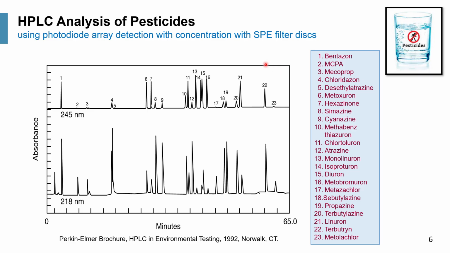all the hydrophobic pesticide is retained, and you can wash it off with a little bit of acetonitrile or methanol and inject it into an HPLC with photodiode detection. Here is a great separation in about an hour of these 23 pesticides, which are on the list to be regulated in European countries, in the EU countries.